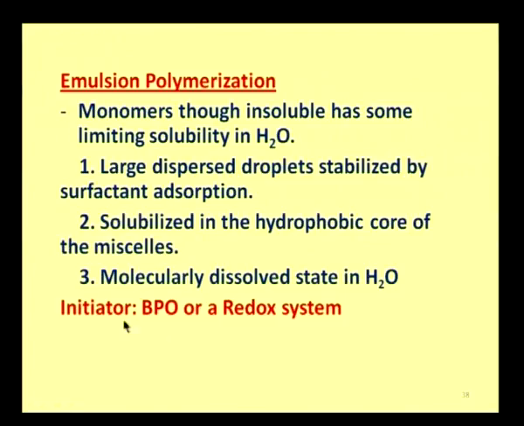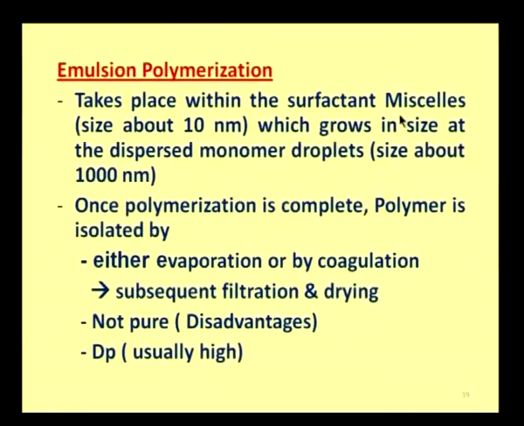The most commonly used initiators for such systems are BPO, your benzoyl peroxide initiator, or a redox system can also be utilized. And this type of polymerization takes place within the surfactant micelles, which are about 10 nanometers in size, very small, and which basically grow in size, compared to the dispersed monomer droplets where the size is larger, around 1000 nanometers.